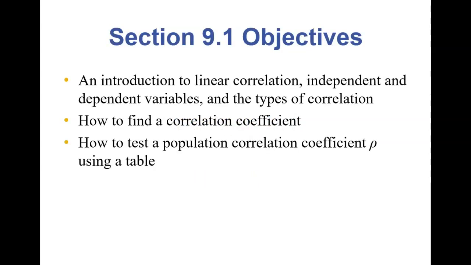The objectives for section 9.1 are to introduce ourselves to something called linear correlation. We will talk about independent and dependent variables, and types of correlation. We'll be looking at different types of correlation here. We will look at how to find a correlation coefficient and also test the population correlation coefficient using a table.